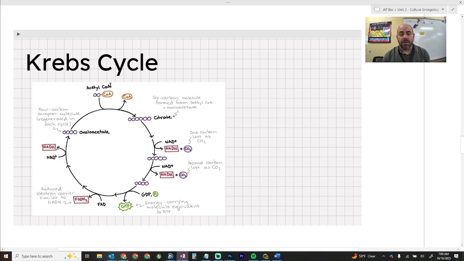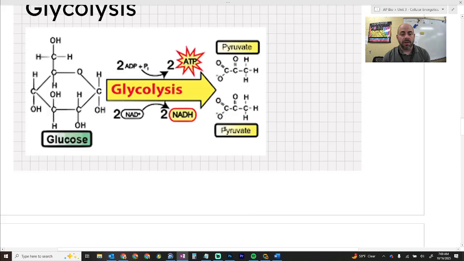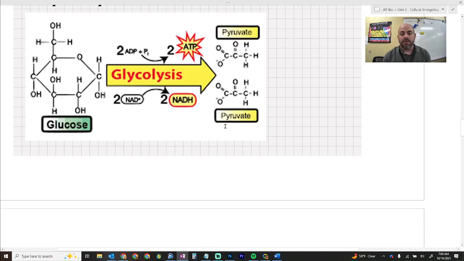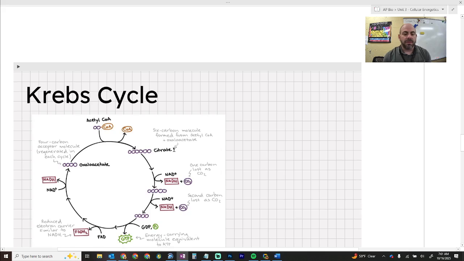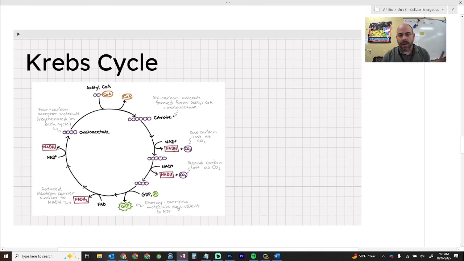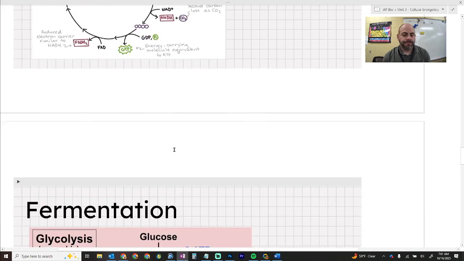And how many times is the Krebs cycle going to happen per glucose molecule? We make 2 pyruvates. Those pyruvates are broken down a little bit through pyruvate oxidation, and each one of them is going to get on the Krebs cycle. So the Krebs cycle is going to happen twice for each glucose molecule.